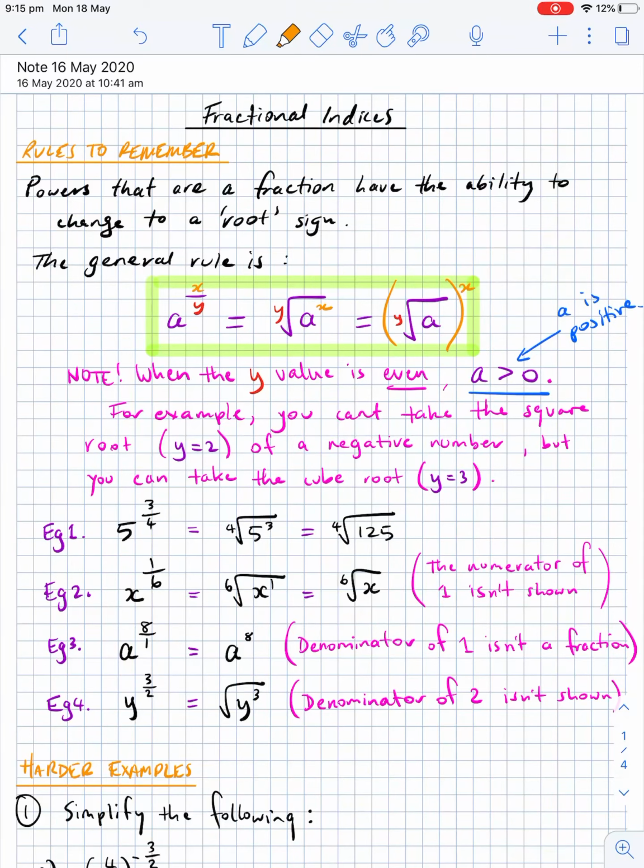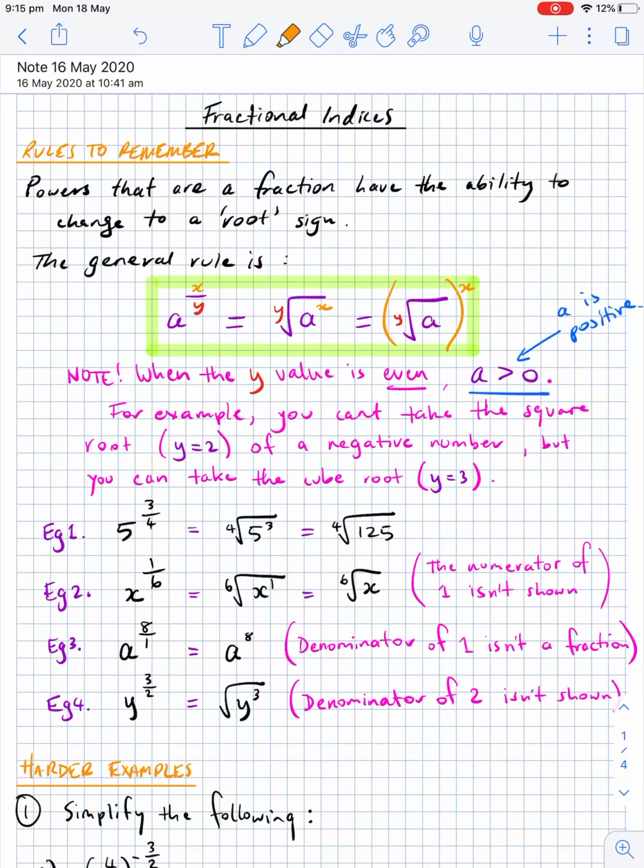Hi guys, so for today's lesson we're going to be dealing with fractional indices. So some rules to remember. Fractional indices are powers that are a fraction and they have the ability to change to a root sign.